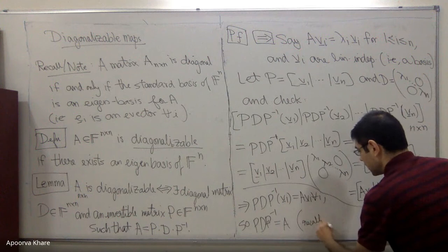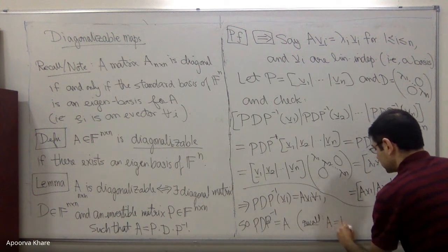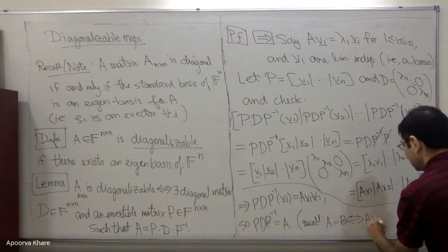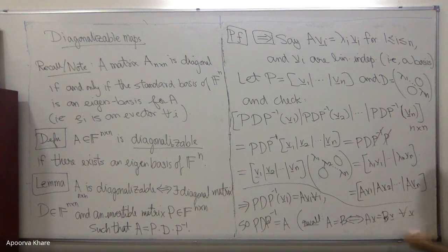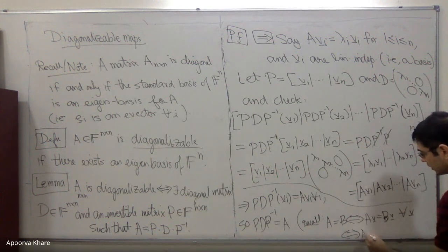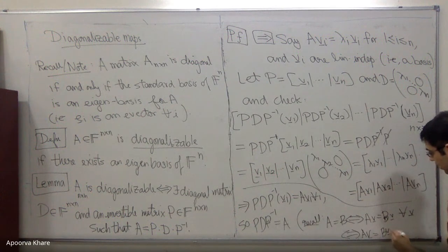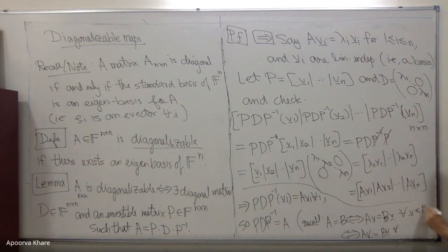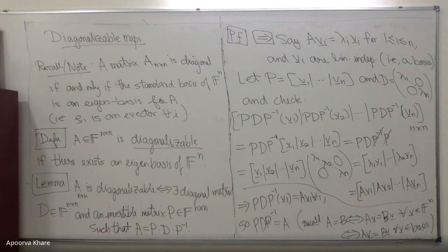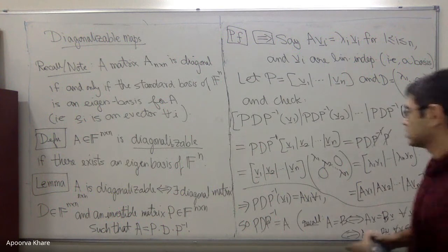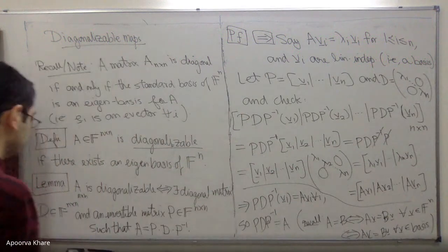Recall: A equals B if and only if A v equals B v for all v in F to the N, if and only if it holds on a basis or on a spanning set. We have seen this in class already, long ago. Two matrices are equal if and only if they act in the same way on the basis or on the entire space. So that is one implication.